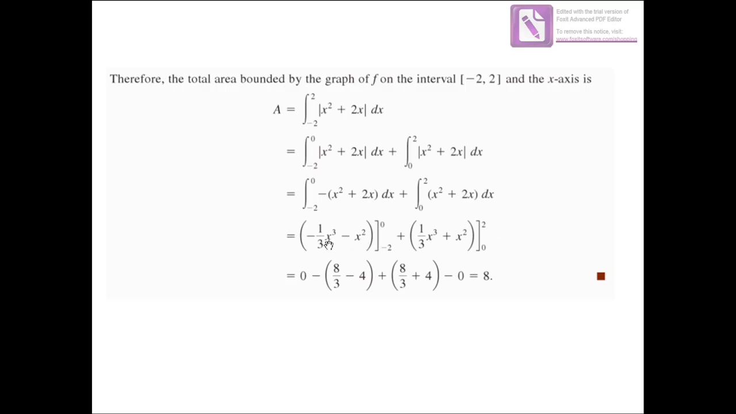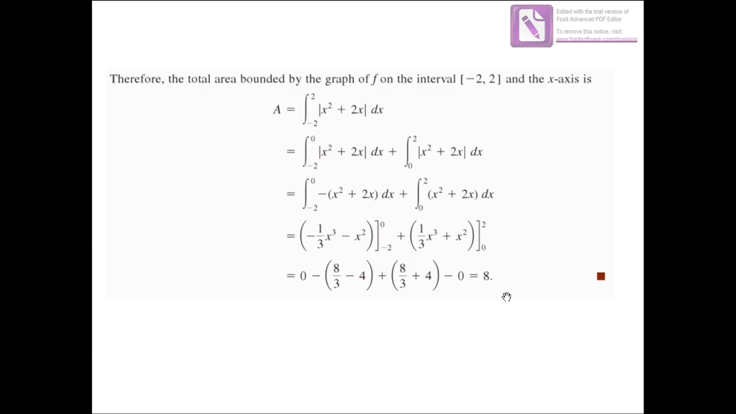Now replacing x by 0 here we'll get 0. Replacing x by 2 we'll get 8 over 3 minus 4 plus, here we have 1 over 3 multiplied by 8 plus 4. So this will give us 8 over 3 plus 4. Then replacing x by 0, it is 0. So once you evaluate these two terms, you will get the value is equal to 8.